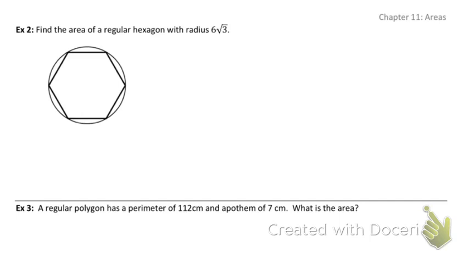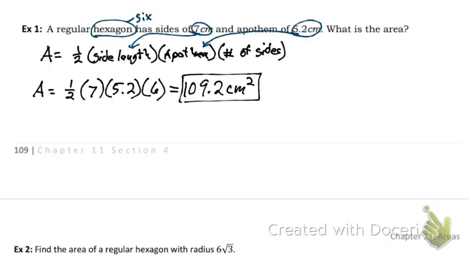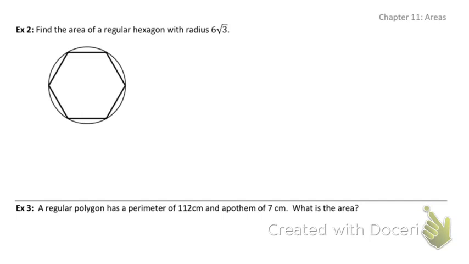All right, next one says, find the area of a regular hexagon with radius of 6 square root of 3. This is definitely one you would need to draw, though. Cam, the reason I didn't have to draw the last one is because I knew I had all 3 bits of information. I didn't need to draw it to figure out what it meant. In this case, I do have to draw it, because they just gave me a radius of 6 square root of 3. They did give me 6 sides, though.